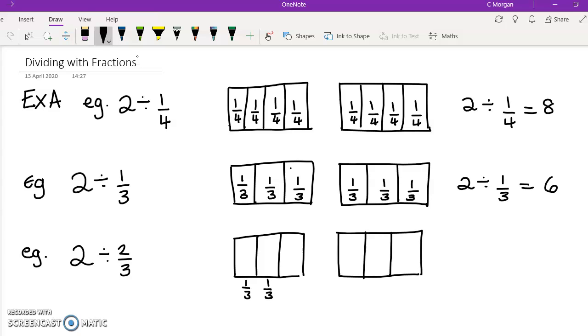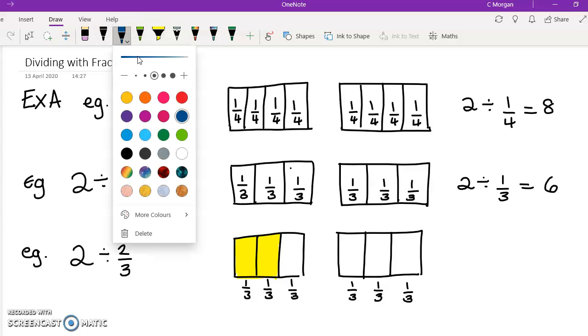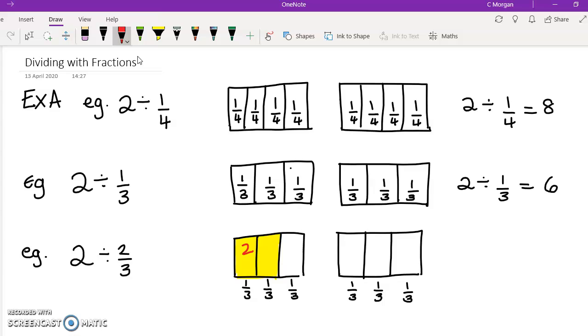Now, the question doesn't actually ask this time how many 1/3s are in 2 wholes. The question this time asks how many 2/3s are in 2 wholes. So what I'm going to do now is highlight 2/3 in yellow. So I've got a 2/3 here. And with a different colour pen, maybe I'm going to change to a red pen, I'm going to write 2/3 on top of that.